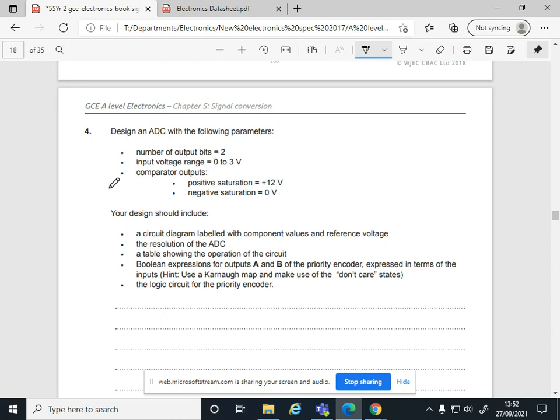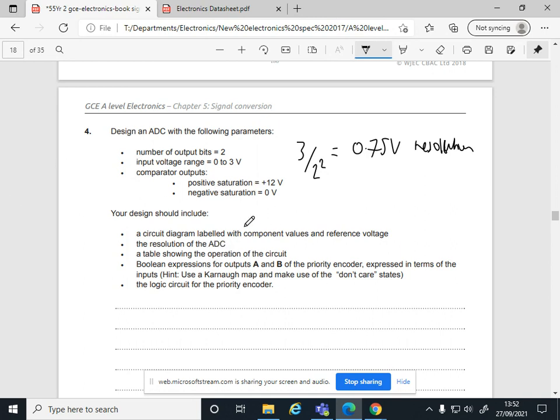Okay, so basically we can work out resolution quite easily by doing input voltage range, 3, divided by 2 to the power n, where n is your number of bits, 2. So that's 3 over 4. So it's 0.75 volts resolution. That's just from that equation that we've been using. Hope that makes sense. Comparator outputs of that.